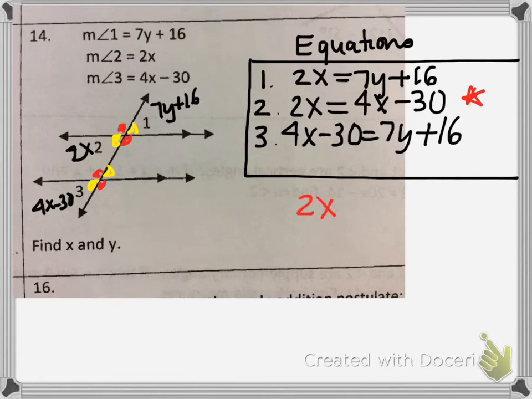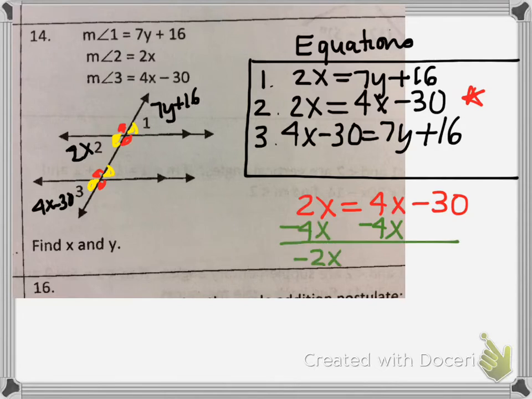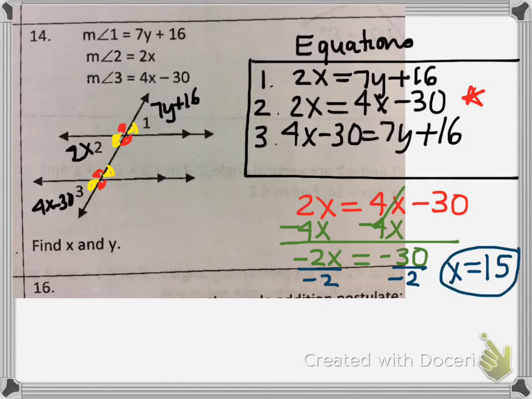So 2x is equal to 4x minus 30. To solve this, collect the variables on one side. So I'm going to subtract 4x from both sides to collect them on the left. So 2x minus 4x is negative 2x, and that's equal to negative 30. One more step to isolate the x, divide by negative 2, and you get 15. So we're halfway done. We have x.